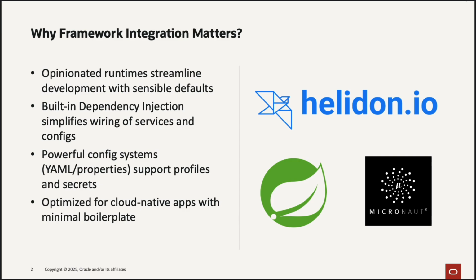Microservice frameworks like Helidon, Spring Boot and Micronaut do a lot of the heavy lifting for developers. They provide opinionated runtimes, in other words, strong defaults and conventions, so you can focus on writing business logic instead of boilerplate setup. They also come with built-in dependency injection containers, which makes it easier to wire up components like services, clients, and configurations without manually managing lifecycles. They also have powerful configuration systems, typically YAML or properties-based, that support profiles, environment overrides, and seamless secrets handling, perfect for cloud-native apps.